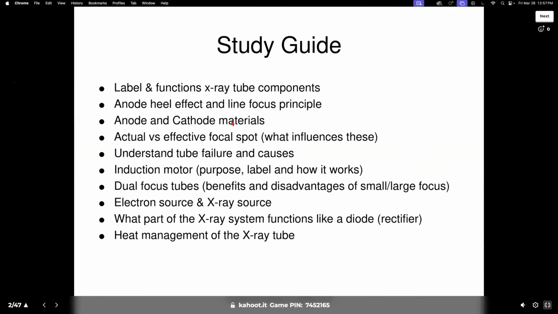All right, so here's a study guide. It'll be a list of stuff that I included on the quiz that's already made. All right, label and functions of the X-ray tube. So we're gonna do a little mental gymnastics. If you can, close your notes, and we'll try to do some memory.